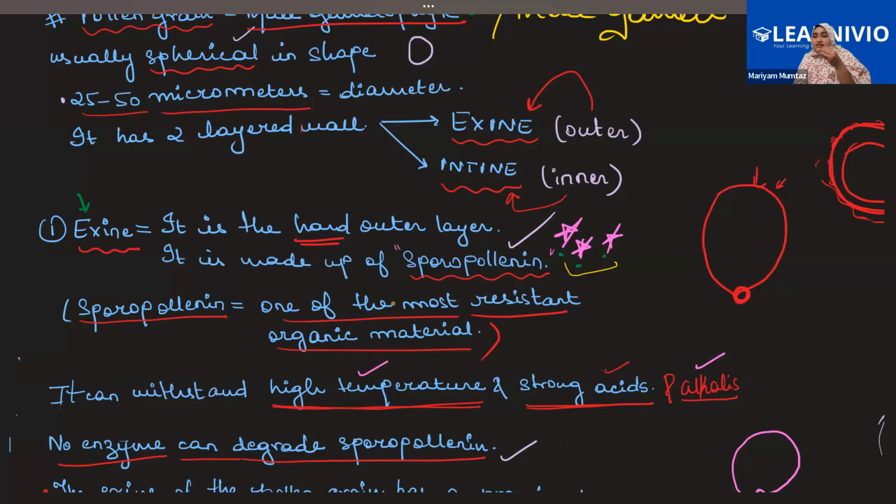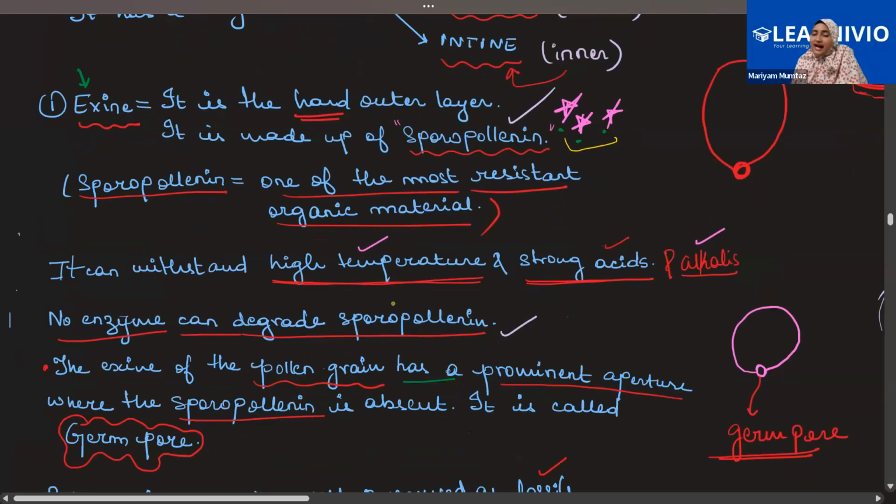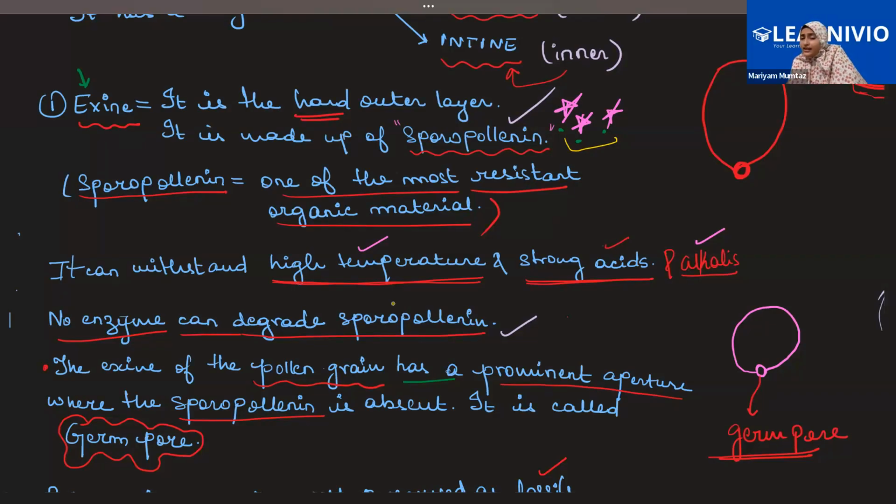So even if the pollen grains are released and, for example, they did not land on the flower and they fell on the ground, will they degrade easily? No, they will not. Why? Because they have this hard outer covering called sporopollenin, and this sporopollenin is a very tough material. It can withstand high temperature, strong acid, and even alkali. And no enzyme can degrade the sporopollenin.